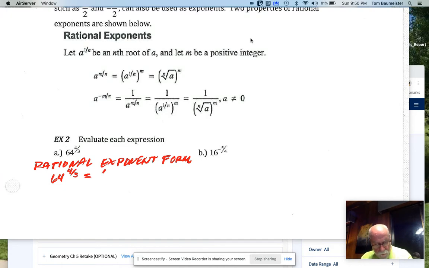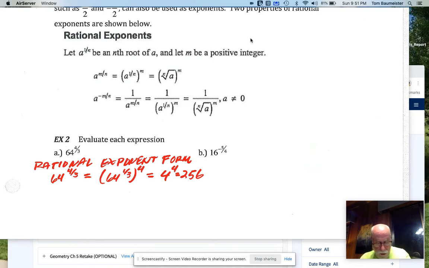I'm going to take that 64 and take the 1/3 power of it, and then raise that to the 4th power. Well, 64 raised to the 1/3 power is going to be 4. So 4 raised to the 4th power is equal to 256.